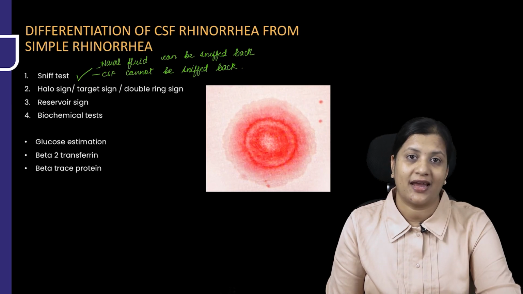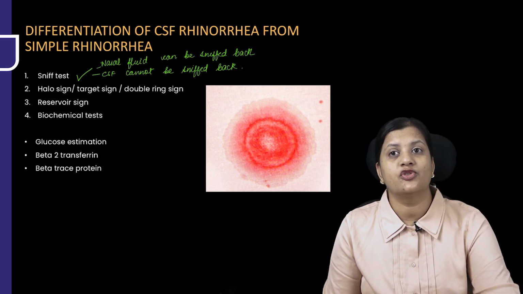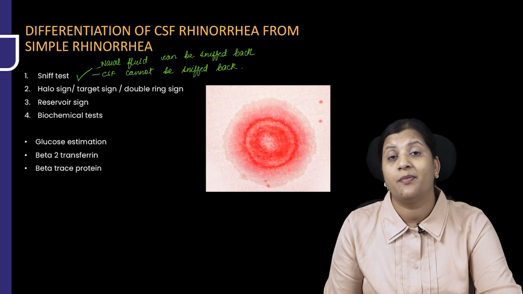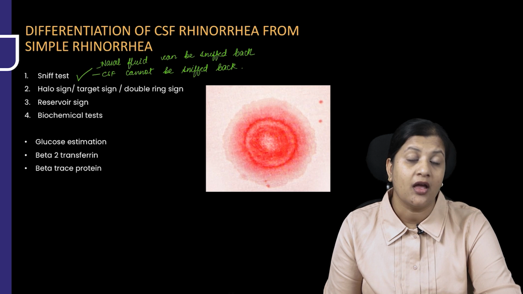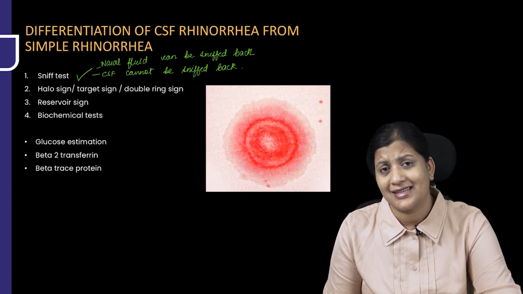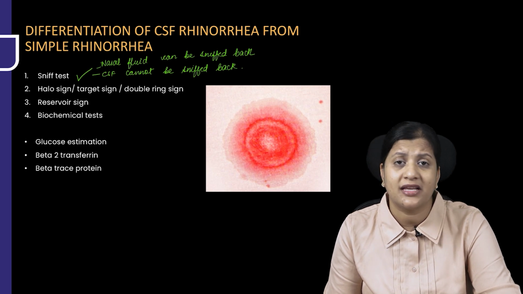Here's the explanation. Called as halo sign, target sign, or double ring sign. Now, when a patient comes to you with trauma, there is blood in his nasal cavity, and along with that you can have CSF rhinorrhea. How do we know that this is CSF? Is this only blood? Is it a mix of both CSF and blood? Is this nasal fluid and blood?